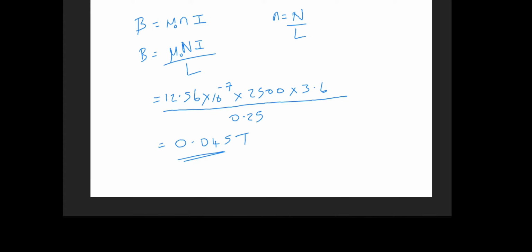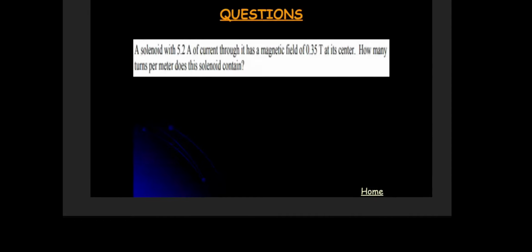All right, here we go. So this one now asks us, we have a solenoid which has a current of 5.2 amperes through it, has a magnetic field strength of 0.35 Tesla at its center. How many turns per meter does this solenoid contain? This one should be a little bit easier, so giving you just 1 minute.